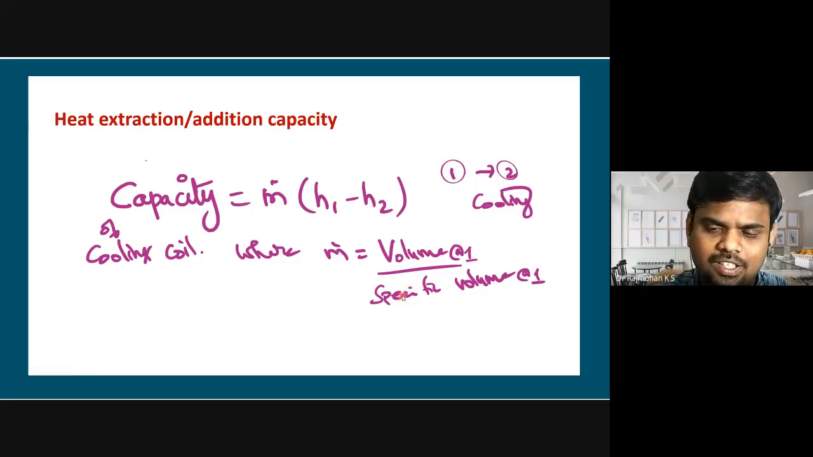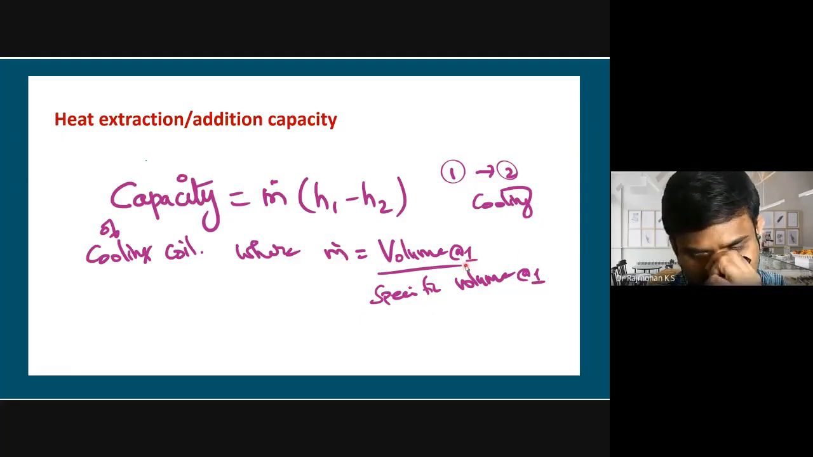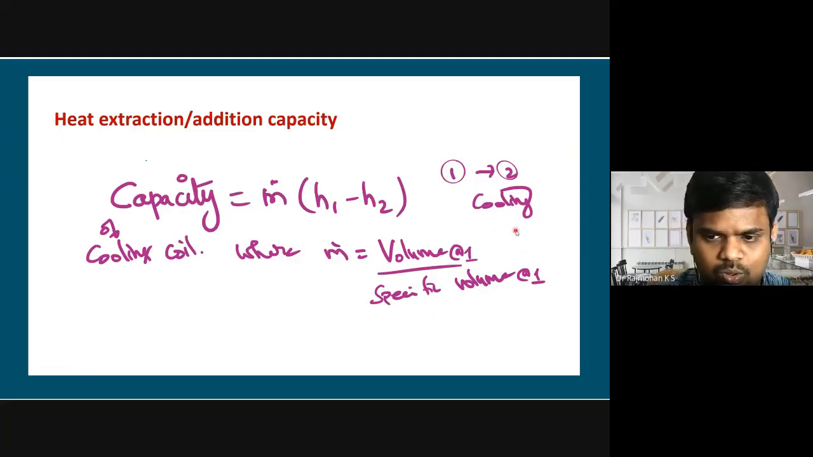So the initial point is given by two parameters. It may be dry bulb temperature and humidity, or dry bulb temperature and wet bulb temperature, or dry bulb temperature and relative humidity. So whatever is given, the corresponding initial condition specific volume has to be taken. That's why I write 1, which represents the initial condition. We always write 1 to 2 for the process operation being carried out.